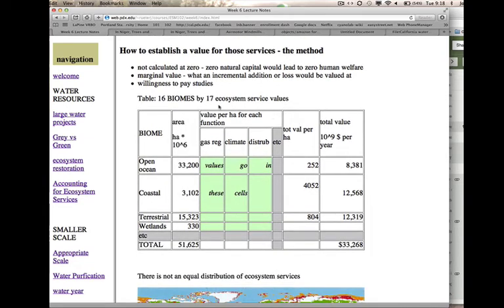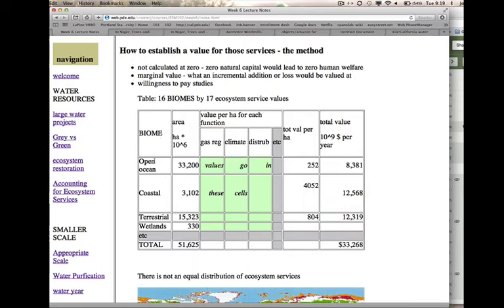So here's the method they used. First of all, they didn't just calculate it from zero, because at zero natural capital there'd be zero human welfare, and this was partly an economic statement and partly a philosophical statement. What they did is most of them depended on a marginal value approach. Like if you had a certain amount of forest and you added more or took it away, what would be the change per that area, and then use that to calculate the total value.